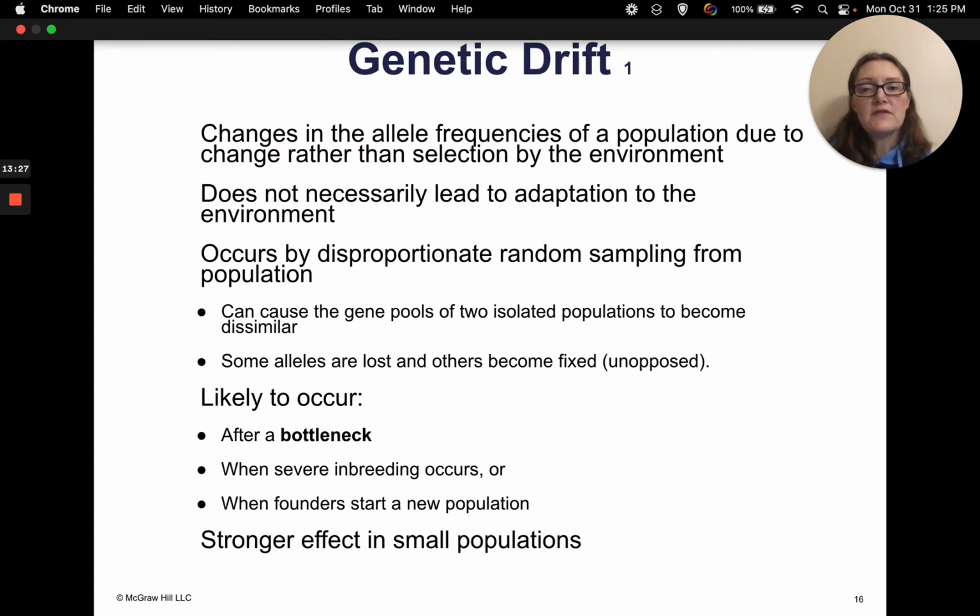So genetic drift is changes in the allele frequency of a population due to chance rather than selection by the environment. Does not necessarily lead to adaptations to the environment. So it doesn't always mean that the environment had an effect on it. It could be due to just other things. Caused by disproportionate random sampling from the population, it can cause the gene pools of two isolated populations to become dissimilar. Some alleles are lost and others become fixed or unopposed. So this is something that can happen after a bottleneck when severe inbreeding occurs.